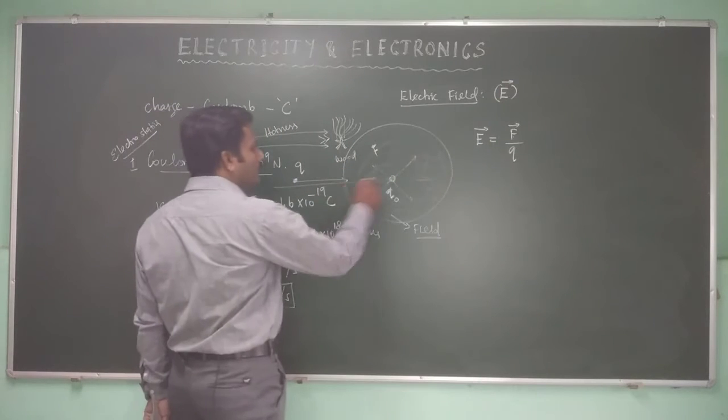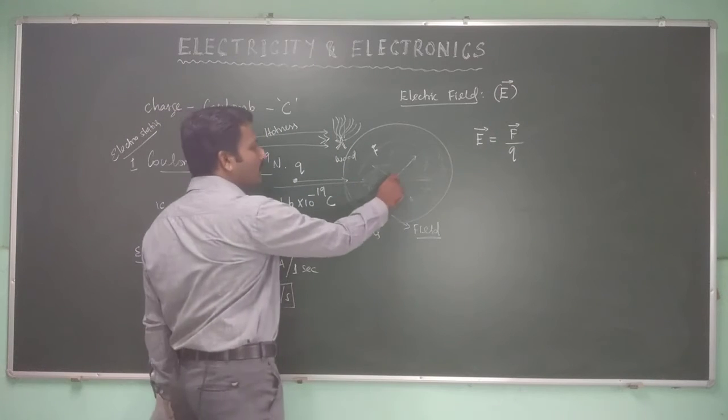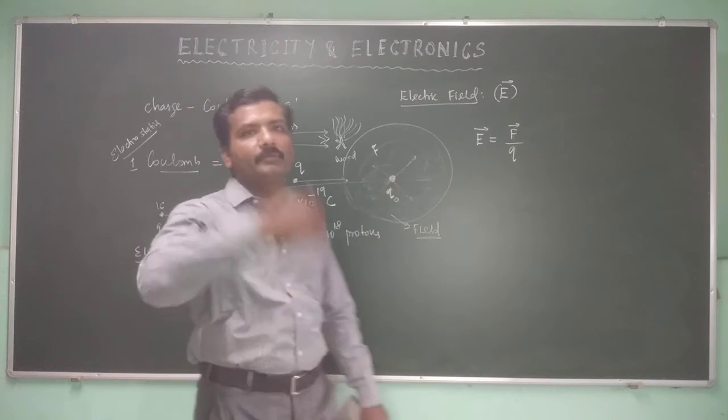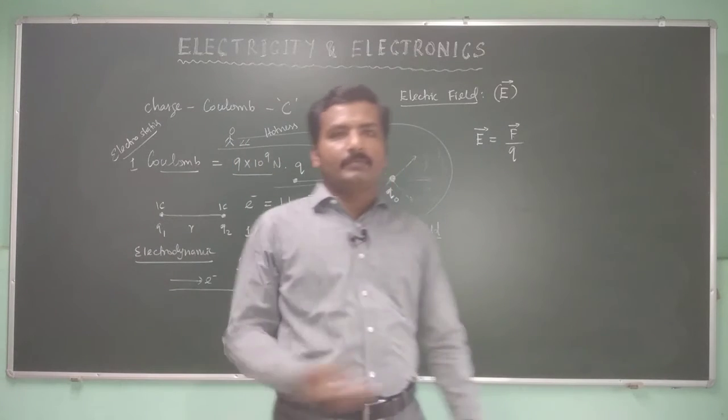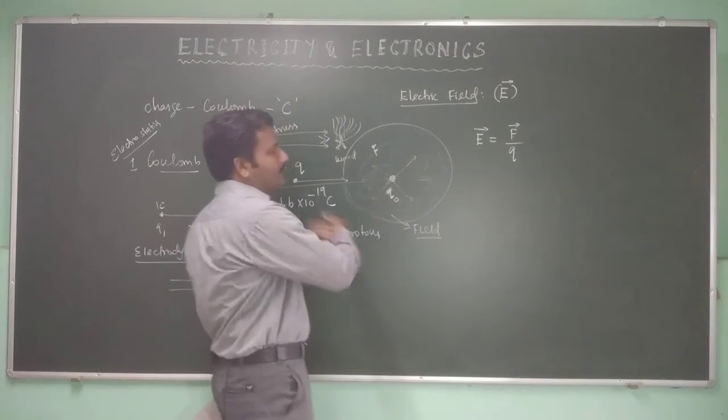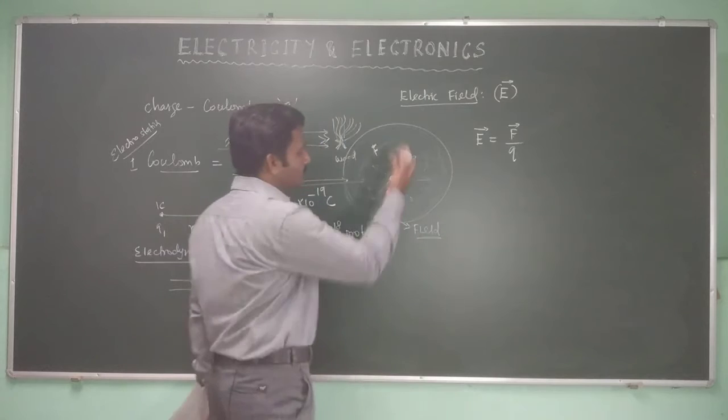Because when you are going towards the stationary charge, the field will be maximum. When you are going away from the stationary charge, the field will be slowly decreasing. The field will decrease. So it's a vector.